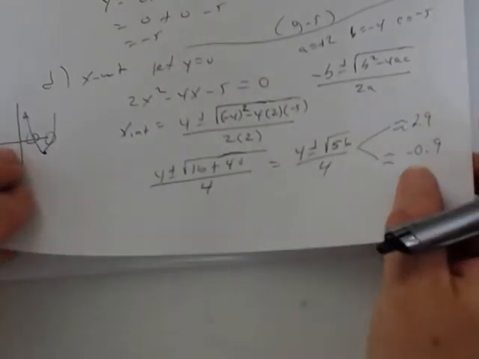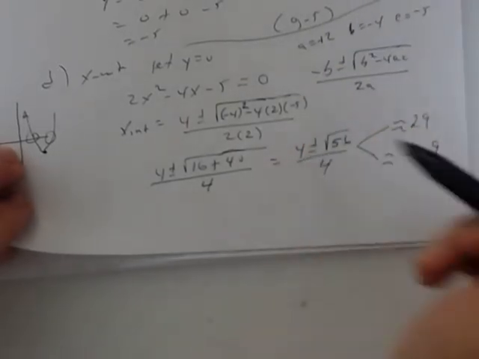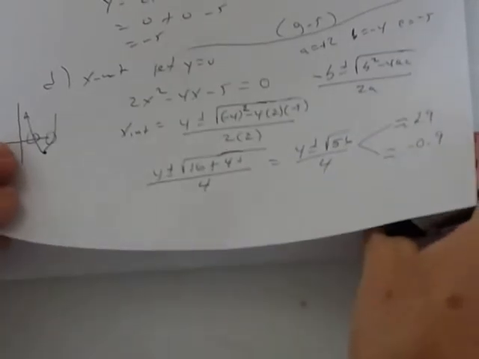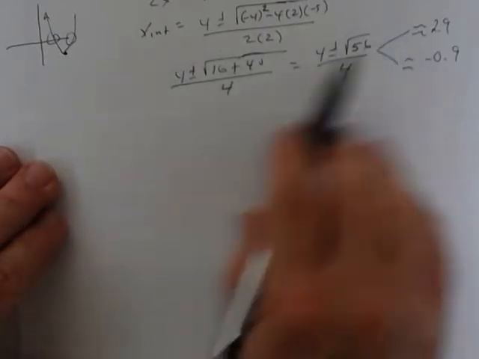How did you get the 4 in front? That's negative b, the opposite of b. If b is negative 4, the opposite of that is positive 4. Okay? Make sure you can use your calculator to approximate.